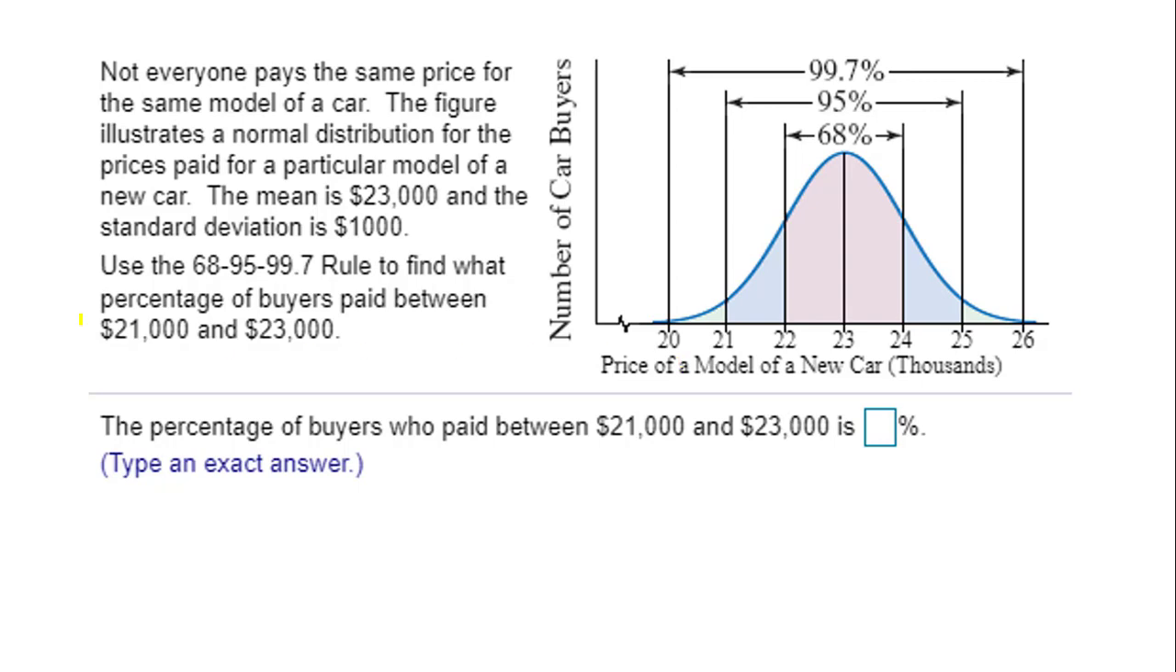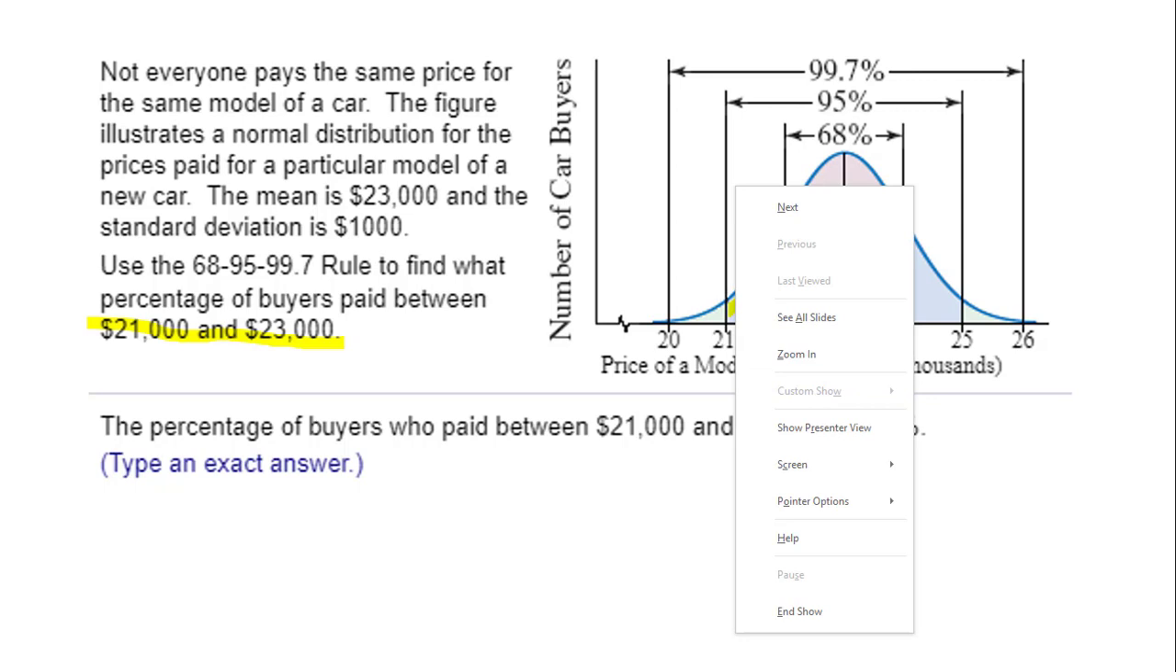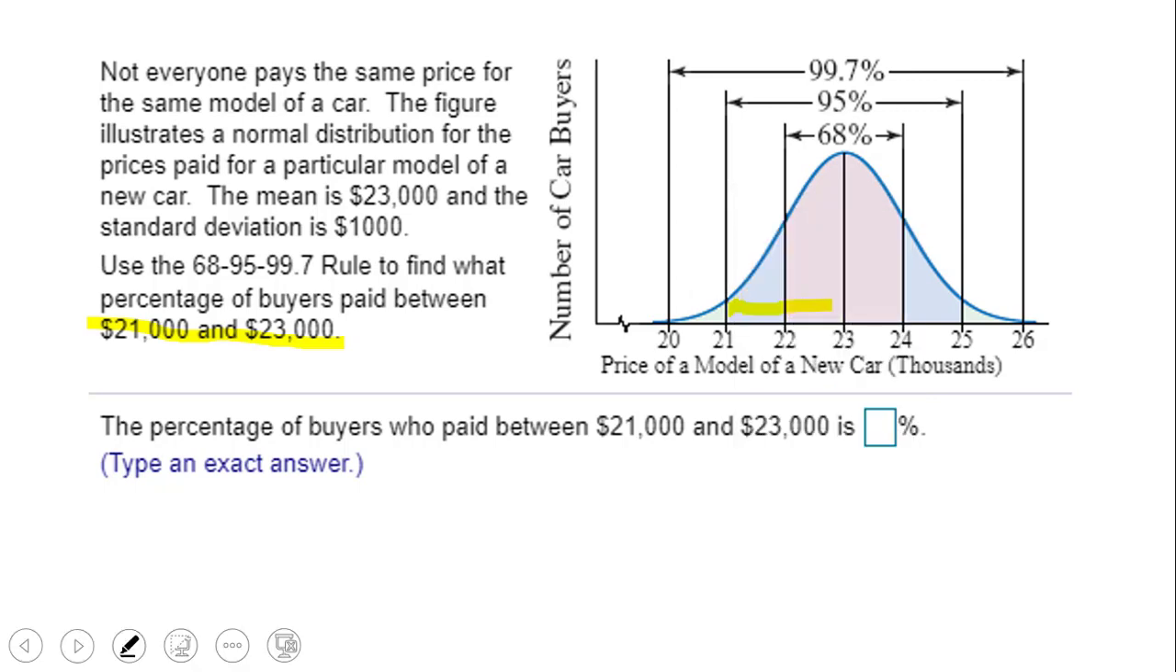This question is asking for the percentage of buyers that paid between 21,000 and 23,000. So the first thing you need to do is look at the diagram and see the region that they're referring to. So they are referring to here between 21 and 23. We're really finding the area of all of this, but this is where our focus is.